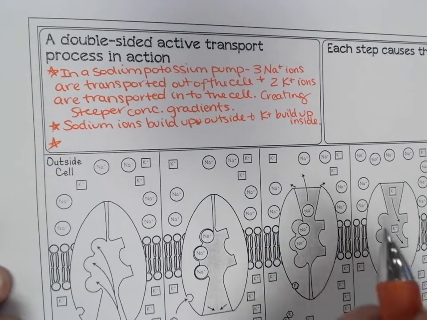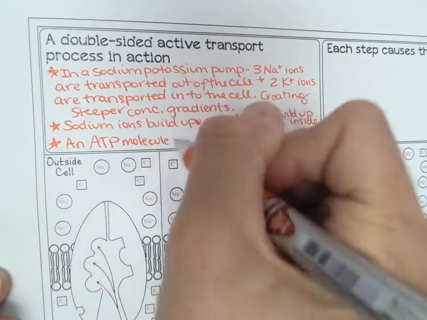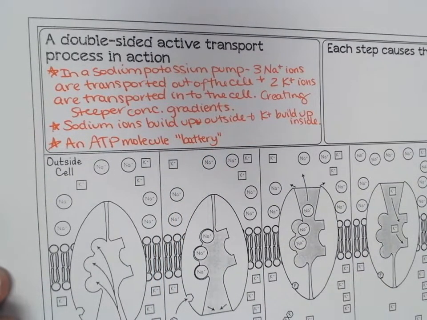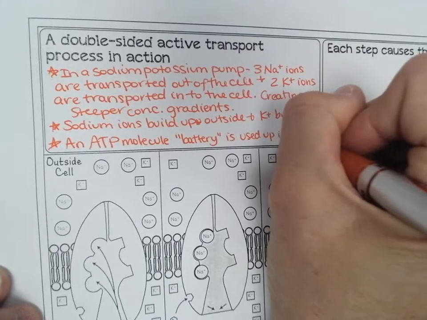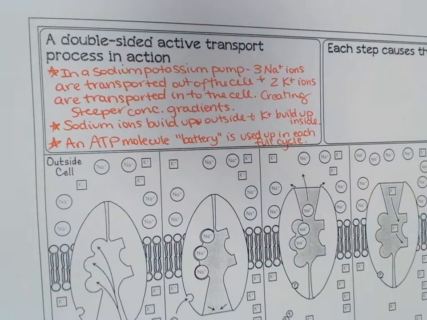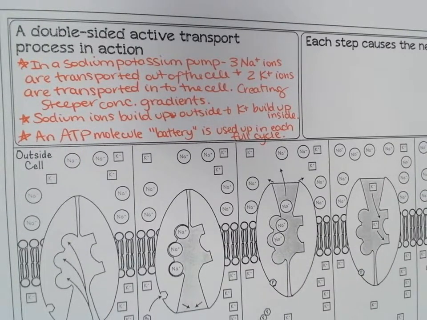And lastly, an ATP molecule. Remember, this is our battery. It is used up in each full cycle. And in this process, each step causes the next. So let's look at the picture and then we'll go and write it.